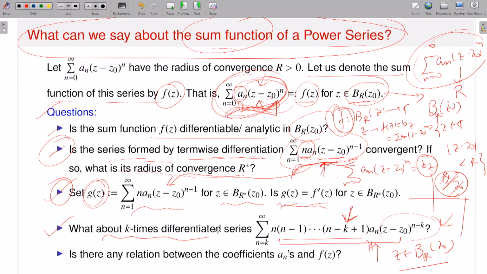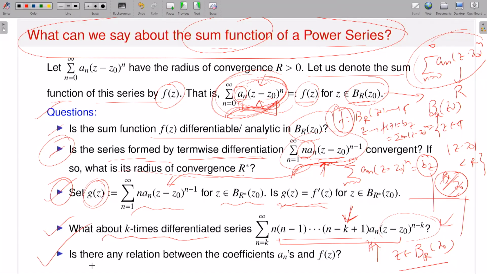Or what can I say about the sum functions of the k times differentiated series, or the sum functions of the original series? Is there any relation? Or the next question: is there any relation between the coefficients a_n and the sum function f? You have a power series, and power series means the coefficients a_n are known. Now this power series will give a sum function f. Can I have any relation between my coefficients a_n and the sum function f?